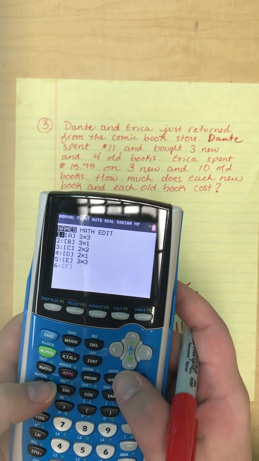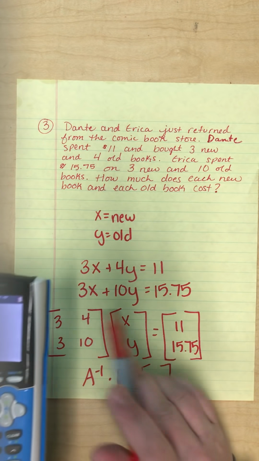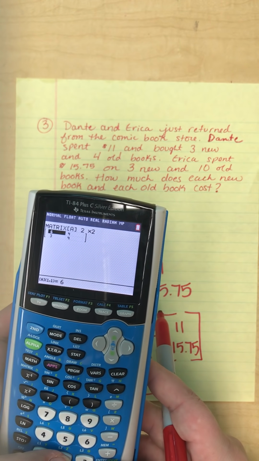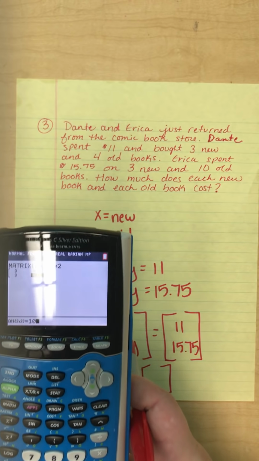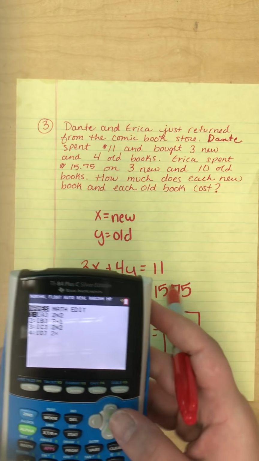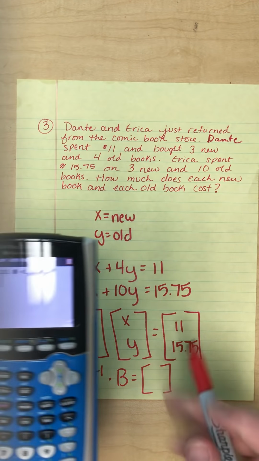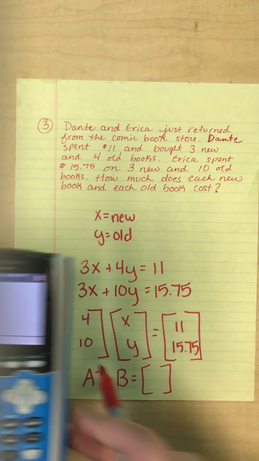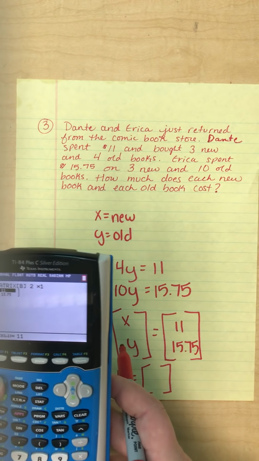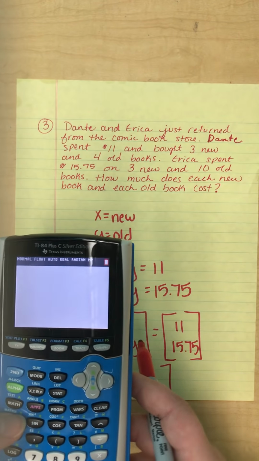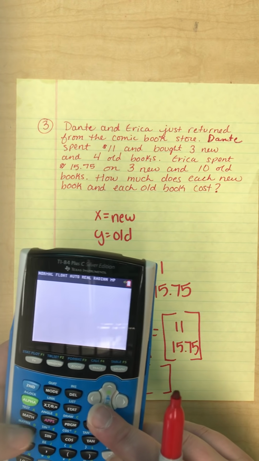And I can go second matrix, go over to edit. And so my first one is a 2 by 2 this time. So I've got 3, 4, 3, 10. I'm going to go back in my matrix menu and edit matrix B to be a 2 by 1 this time. And that's 11 and 15.75. And then I can quit. And now I'm going to go back in, choose matrix A, the inverse of it, and times matrix B.